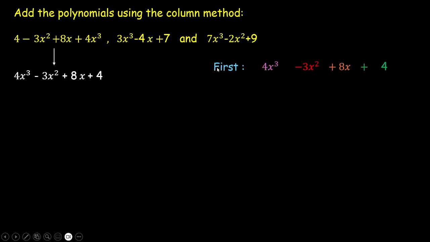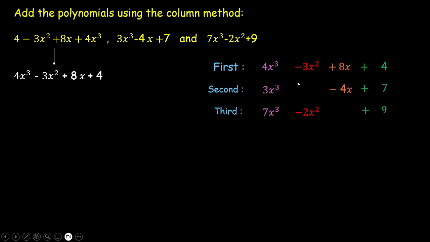Let's write down the first polynomial. Now comes the second polynomial. We have 3x³, which we will place here. Then we have −4x, which we will place here. Then we have positive 7. Okay. For the third polynomial, we have 7x³. Let's place it just beneath 3x³. Then we have −2x². So this is the column for x², so we'll place −2x² here. Then we have +9, so we'll place it over here.